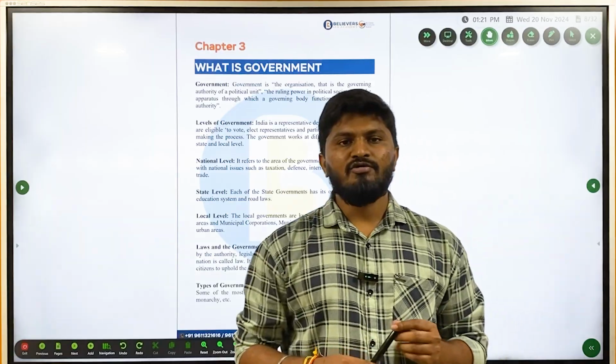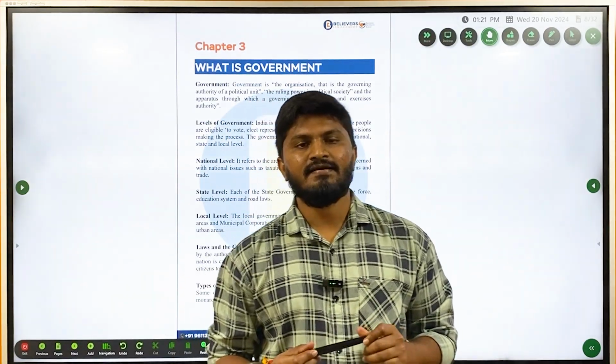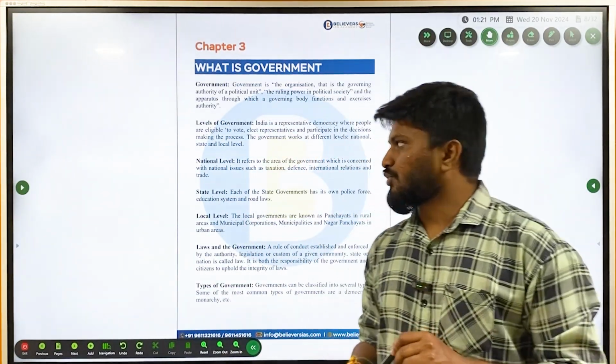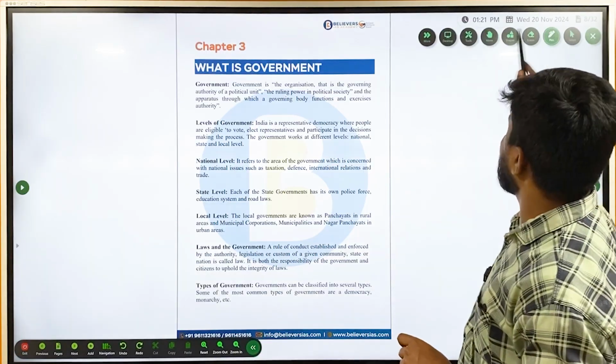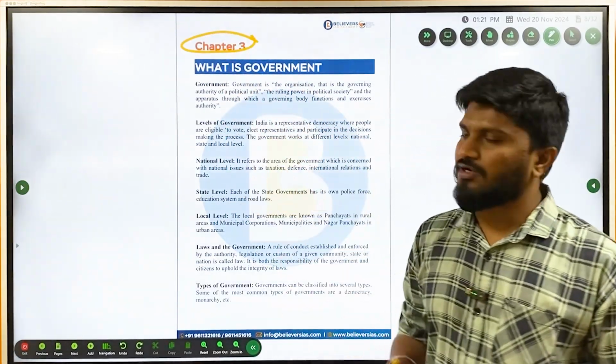In this session, we will be continuing the discussion on NCERT Class 6 Polity topics. So today, we will be dealing with chapter number 3, that is, what is government?